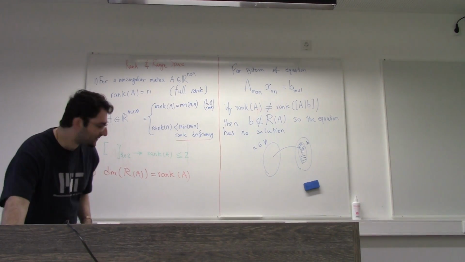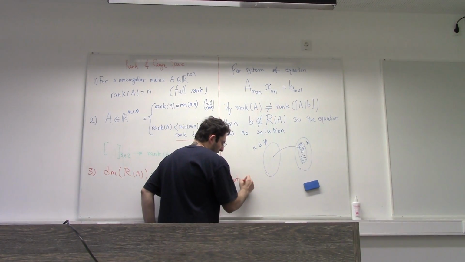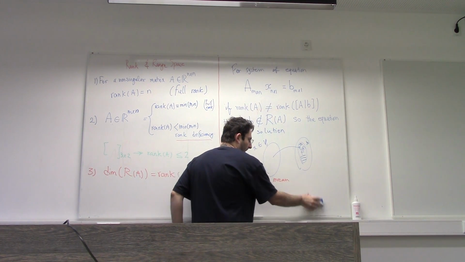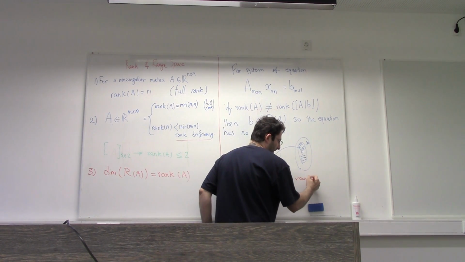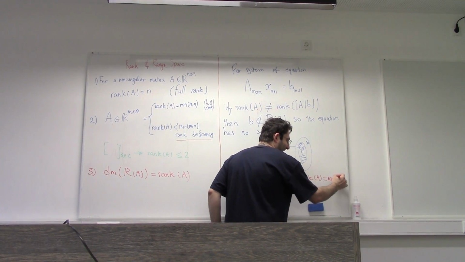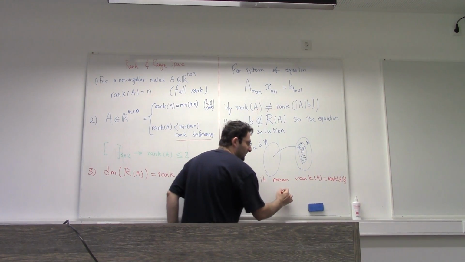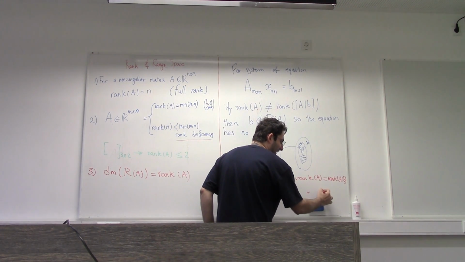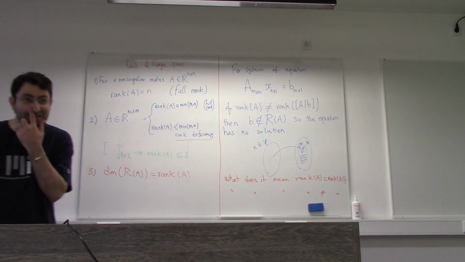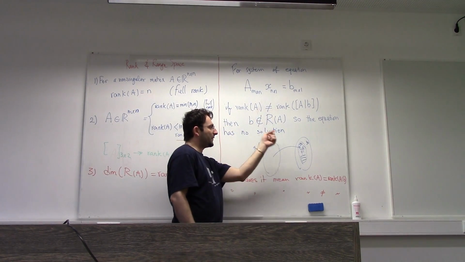My question is this. What does it mean that rank A, let's say, is equal to rank AB? Or what does it mean that rank A is not equal to rank AB? Because if we understand it, then we understand this, then we understand this.